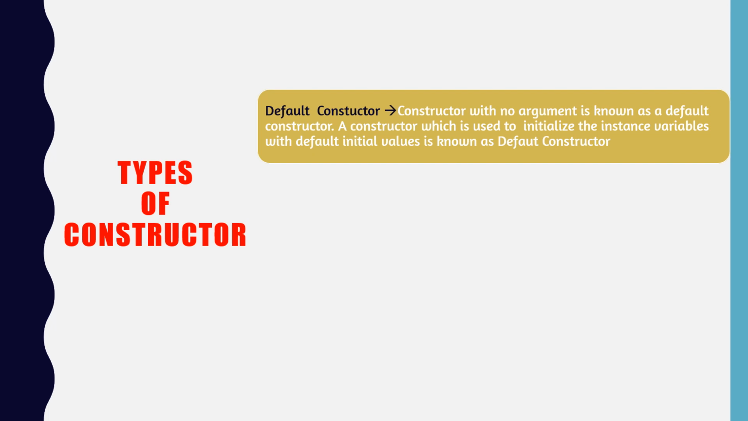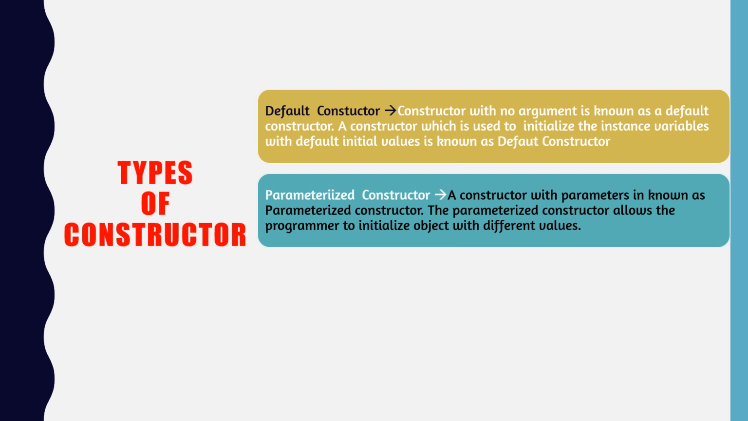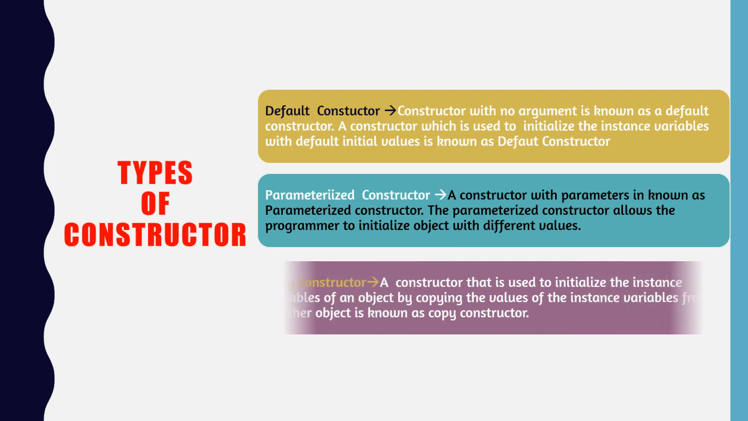It is used to initialize the instance variable with the default values. The second one is the parameterized constructor. If the constructor has some kind of arguments, then it is known as parameterized. A parameterized constructor allows the programmer to initialize an object with different values. Now the copy constructor. The copy constructor is used to initialize one object with the value of another object which is already declared. It copies the value of one object to another object. That is why it is known as a copy constructor.